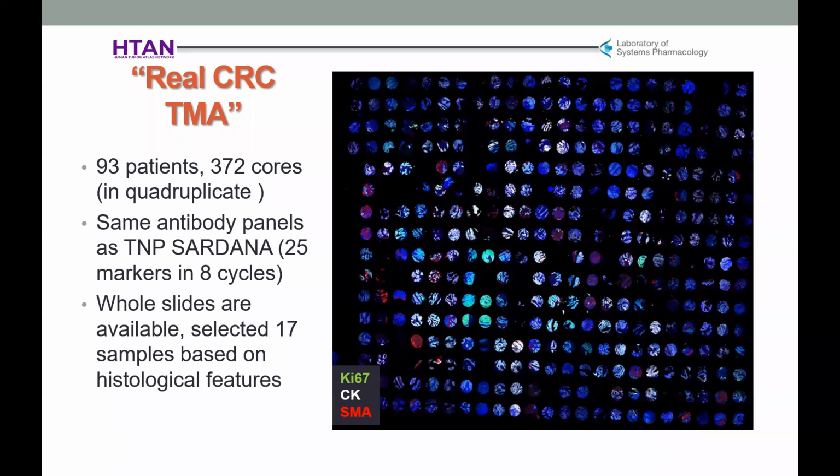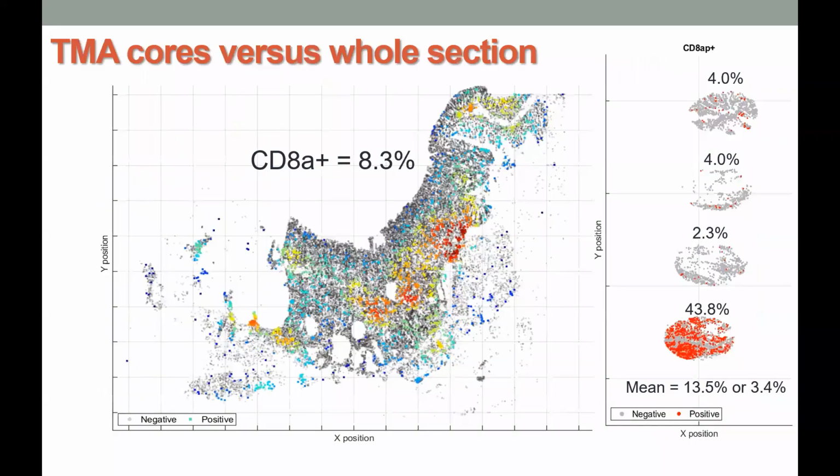So we actually ran it through real CRC, real colorectal cancer data. This was done in collaboration with Brigham and Women's Hospital. Here we have 93 patients, and each patient is represented here by 4 small cores. From these, we picked only 17 whole sections, the blocks that we use to composite this TMA, and we imaged the whole section. Here is just a representative data to show you.